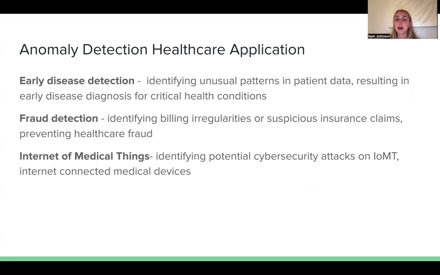And then lastly, anomaly detection can be applied to the Internet of Medical Things. The Internet of Medical Things is basically all of the interconnected medical devices, the software applications, the hardware needed to power wireless devices. So, an anomaly detection algorithm can be used to help identify potential security attacks, cybersecurity attacks on these devices, which have a huge network of data. So, preventing those attacks is very important.